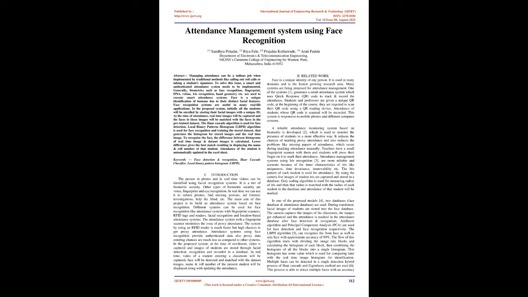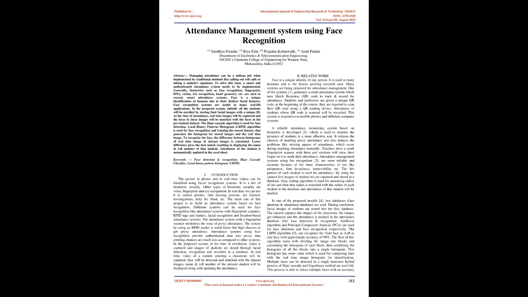Different systems can be used for attendance, like systems with fingerprint scanners, RFID tags and readers, facial recognition, and location-based attendance systems. The attendance system with a fingerprint scanner minimizes the issue of proxy attendance. The system using an RFID reader is much faster but has high chances of proxy attendance. Attendance systems using face recognition provide authenticated data. Also, proxy data entering chances are much less as compared to other systems.